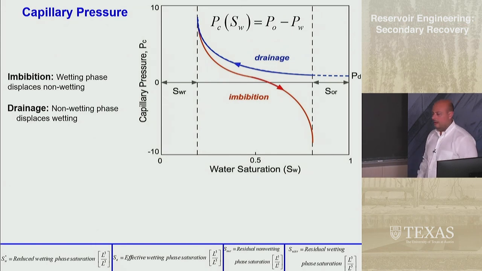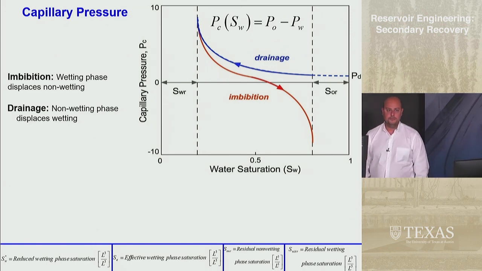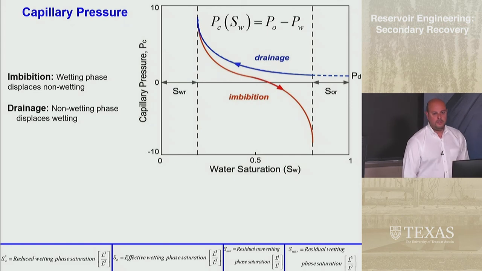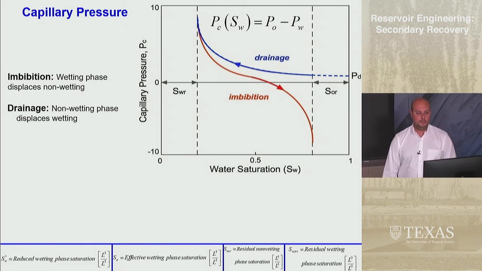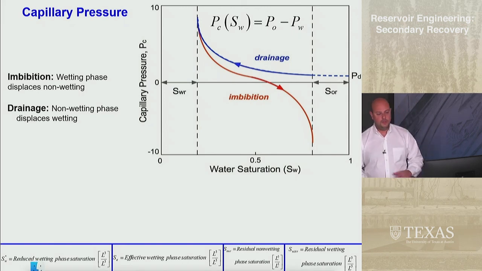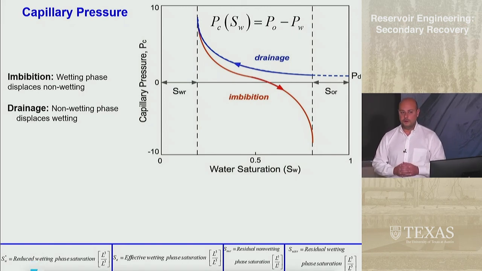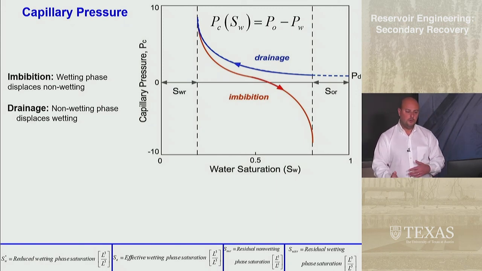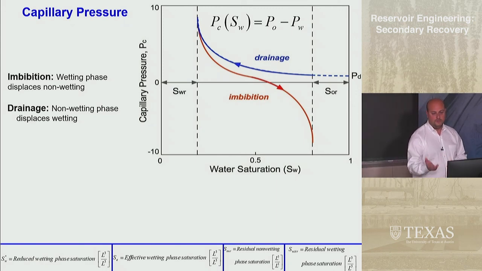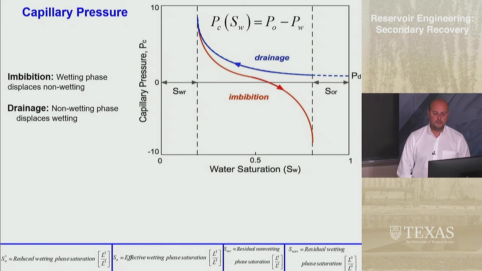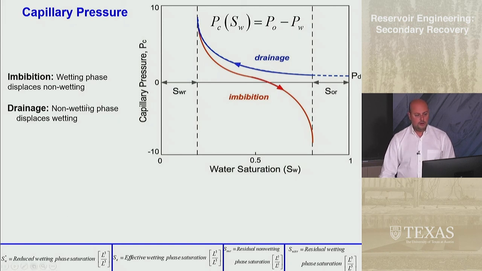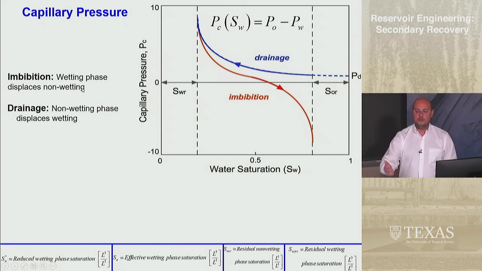So we ended the last class talking about capillary pressure. Capillary pressure is something that you would have spent a lot of time talking about in petrophysics. Capillary pressure is the difference between the oil pressure and the water pressure. Okay, really it's the non-wetting minus the wetting pressure, but we're defining it here as the oil pressure minus the water pressure. It is a function of water saturation. And there's two scenarios. There's imbibition. Imbibition is when the wetting phase, in this case water, displaces oil. So that occurs during a water flood.